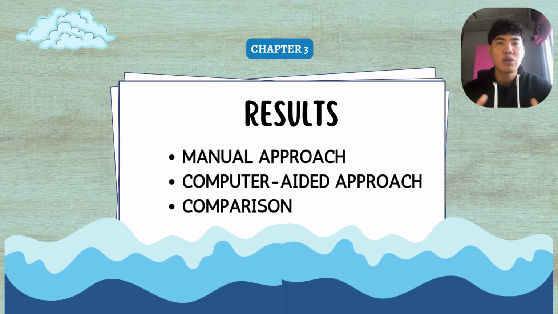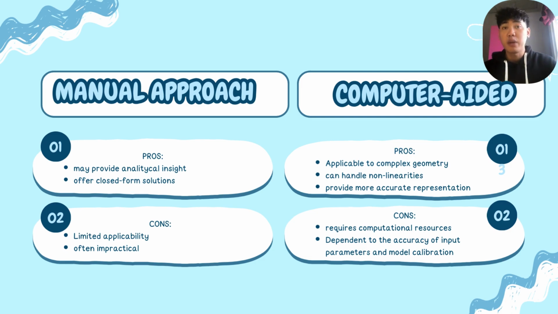Understanding and managing water quality in rivers is crucial for environmental sustainability and human well-being. Mathematical modeling serves as a valuable tool in predicting the behavior of pollutants in river systems. This aims to compare the manual and computer-aided approaches in modeling river water quality, specifically focusing on the 1D advection-diffusion-decay equation. The choice between manual and computer-aided approaches depends on the complexity of the problem at hand.